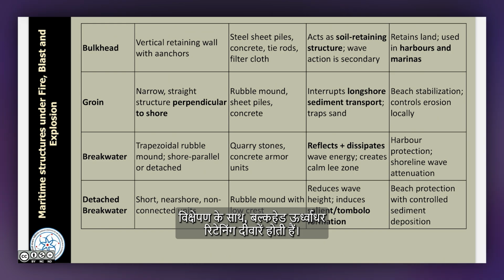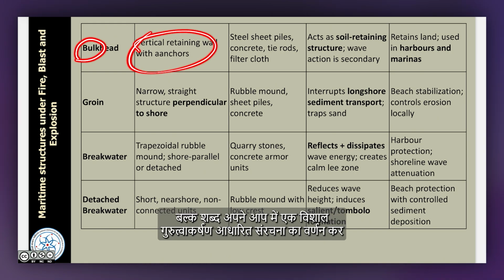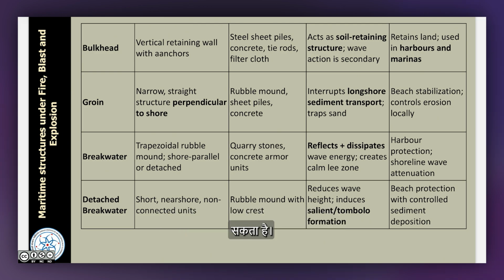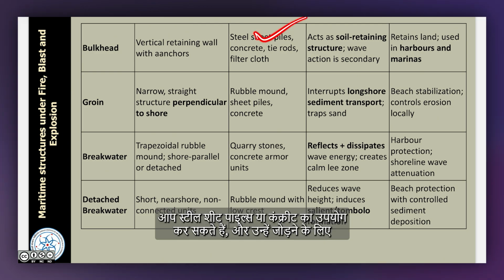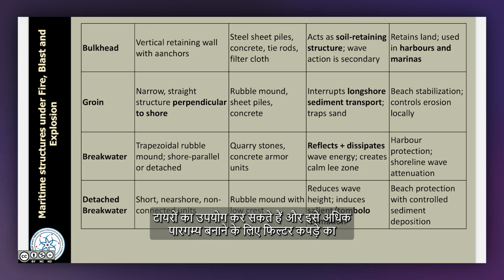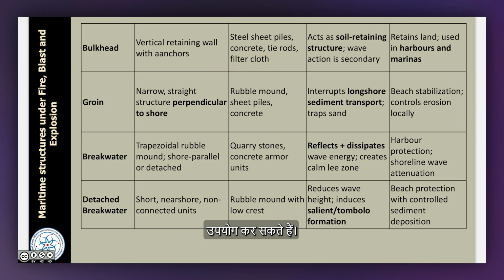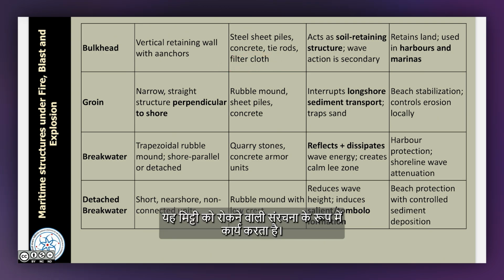Bulkheads are vertical retaining walls. Bulkhead itself, you can say, is a massive gravity-based structure. You can use either steel sheet piles or concrete, and use tie rods to connect them, and use a filter cloth to make it more permeable. It acts as a soil retaining structure.